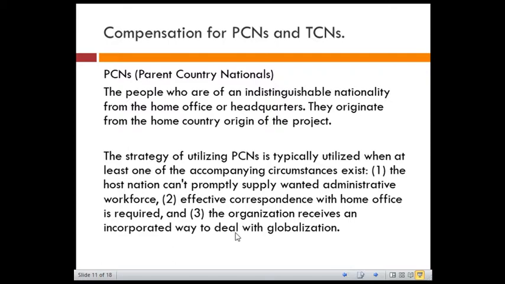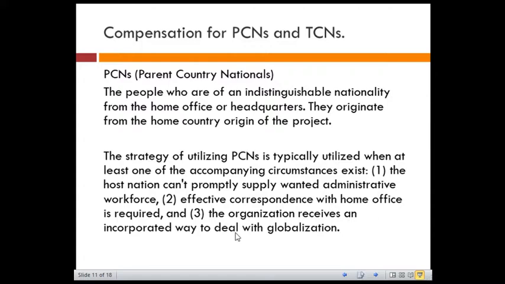So, compensation for the PCNs and TCNs. For those of you who don't know what PCNs are, it's the parent country nationals. These are the people who are of indistinguishable nationality from the home office or headquarters. They originate from the home country where the project, the task, or the operation is being done.